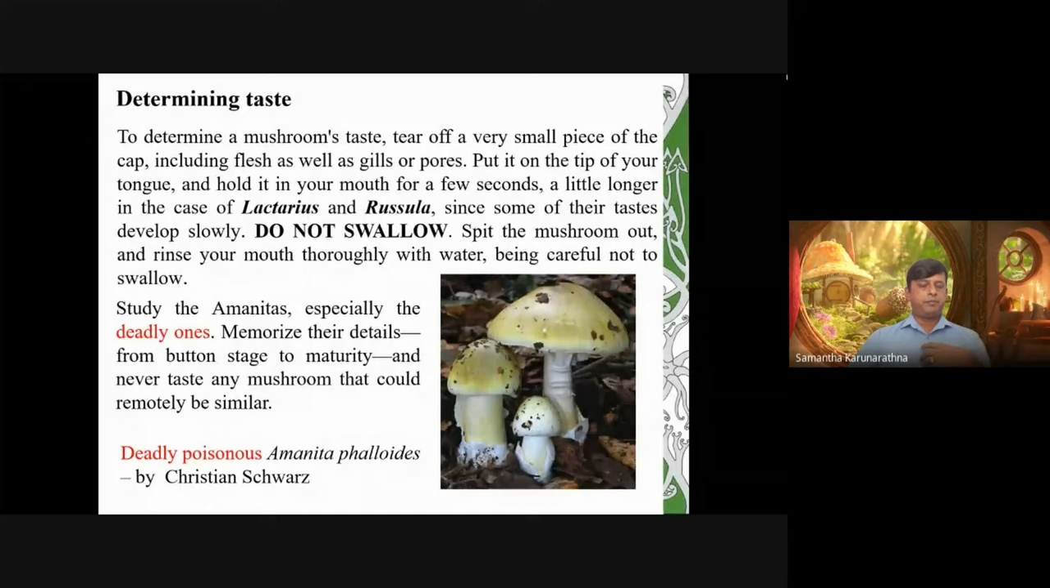And be careful about the genus Amanita, because some of the deadly poisonous mushrooms are in this group. So you should be careful not to taste this kind of mushroom. For me, I always advise, if you know this genus Amanita, don't try to taste it. For other genera, if you know that they don't have these kind of deadly poisonous mushrooms, then you can taste these kinds of genera, like Lactarius and Russula. It is very important to know the taste, because it's one of the characteristics of these mushrooms.